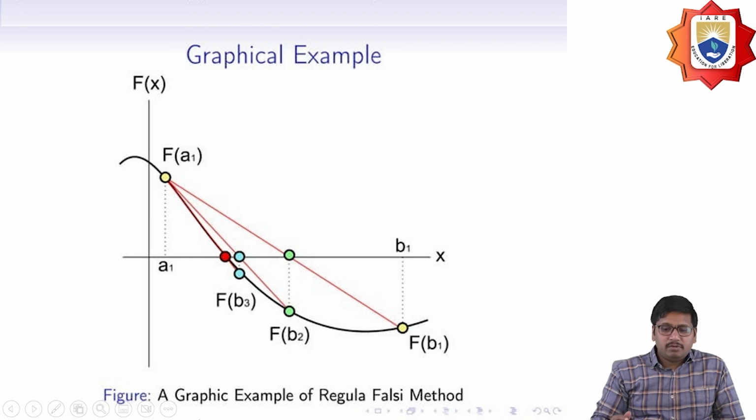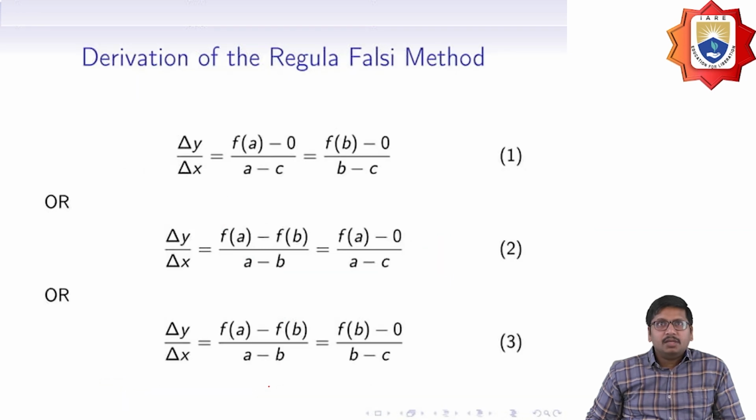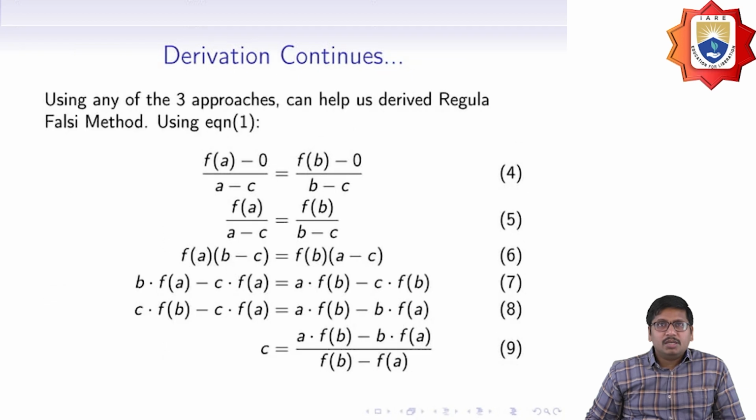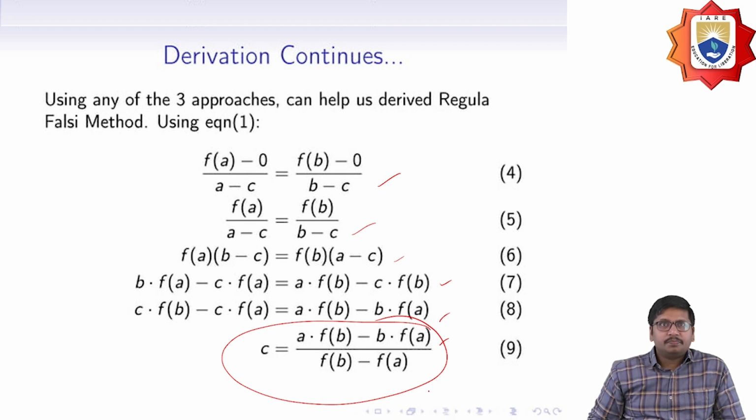This should be the graph. Taking x and f of x, and drawing the line between f of a and f of b, I get the slope value, and again we consider the interval in between. For the derivation of the Regula Falsi method, these are the three different possible equations. By considering any one of the three approaches, I find the c value by substituting into the corresponding equation. After simple calculations, I get the approximate c value as this.